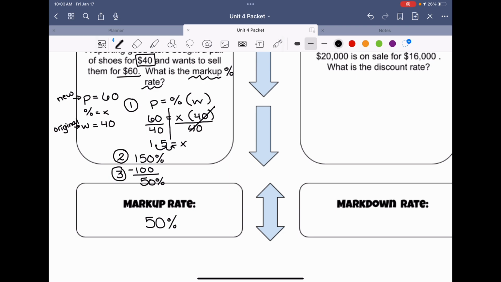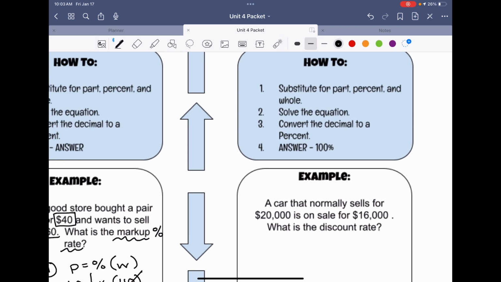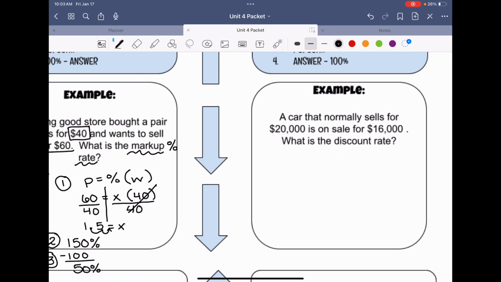Let's work on markdown. Markdown, you're going to follow the same exact rules, same exact steps. The only difference is the very last step. It's going to be the answer minus 100% rather than, I think that's flip-flopped. That's okay. We're still going to be subtracting from 100%. It's always going to be the highest value minus the lowest value.